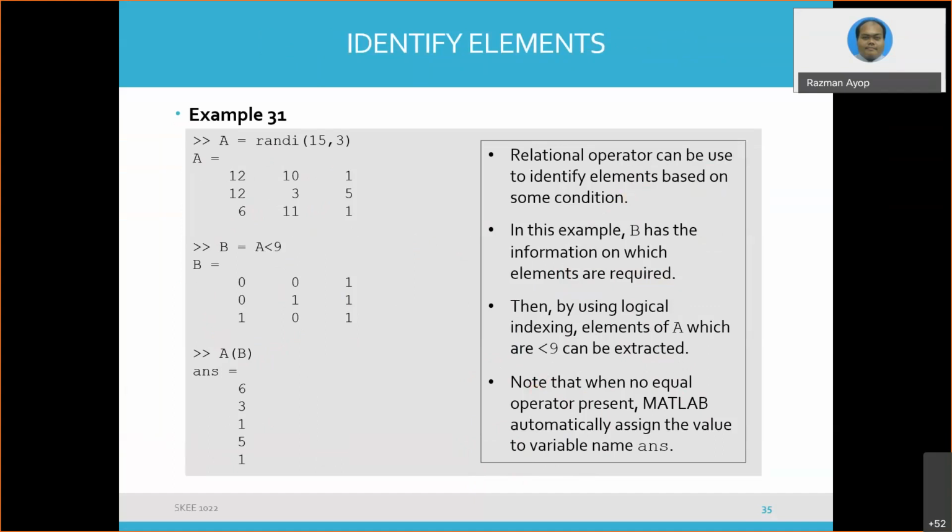Okay, example 31. Okay, randi is basically a random number. If you want to generate a random number, you can use this. This one is the maximum value. Okay, it will show from 0 to 15. 3 means a 3 by 3 matrix. Okay, you can use this to generate random numbers. So B is less than 9. So it will automatically get the answer.